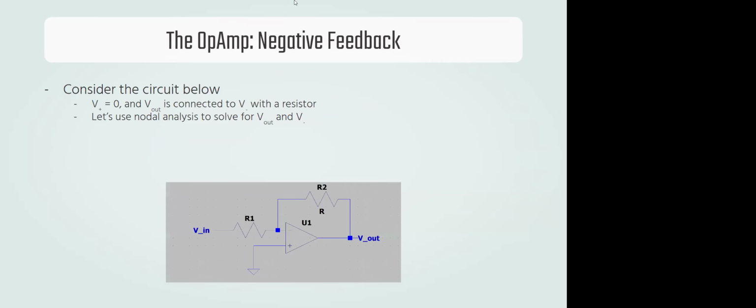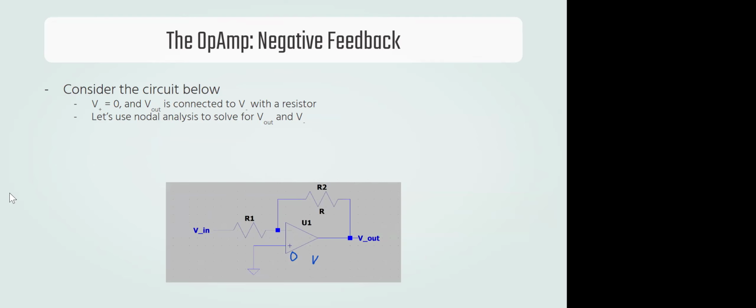So let's talk about the simplest op amp circuit that we can easily analyze. In this circuit, we've made V plus equal to 0 volts. We've made V minus connected to both the input and the output voltages. And our goal is to solve for a relationship that connects V out to V in. We want an equation there.